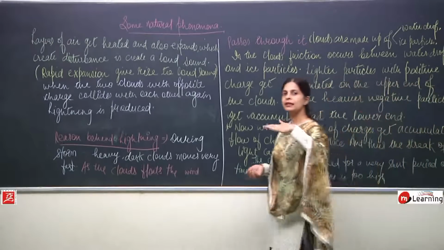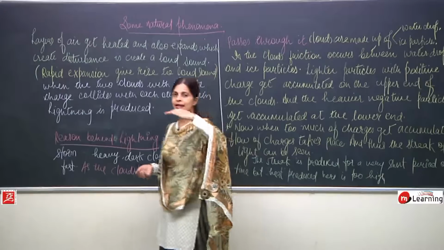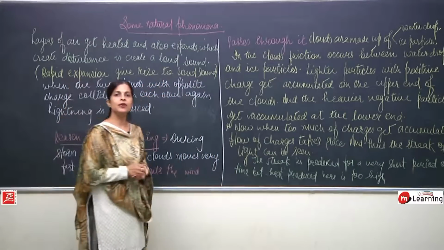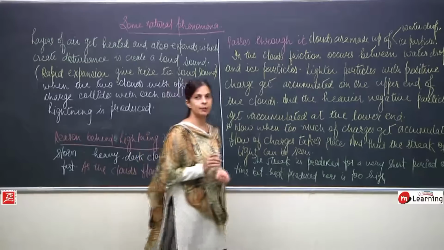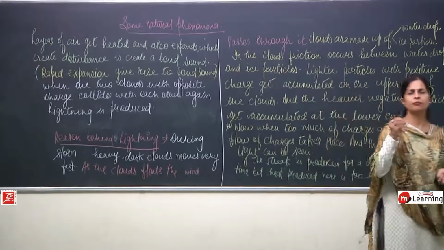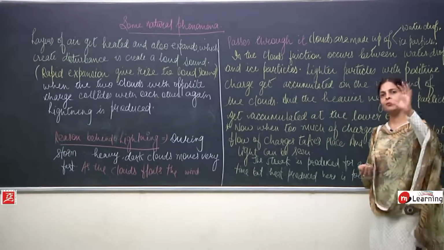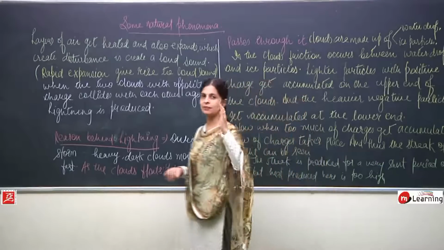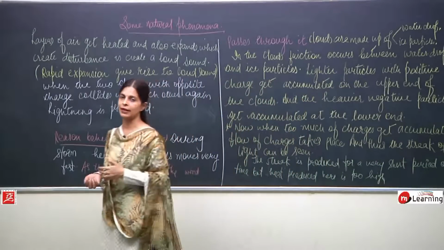The lighter particles will shift towards the upper side of the cloud and the heavier particles will shift towards the lower part. Now, when too much charge gets aggregated, too much positive and too much negative, then what will happen? The transfer of charges takes place, which gives rise to a streak of light.